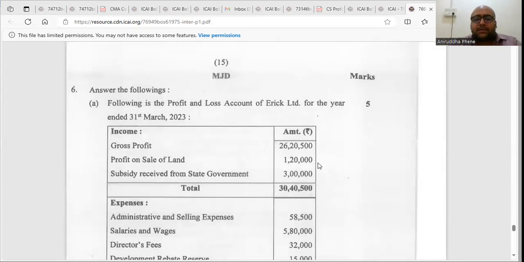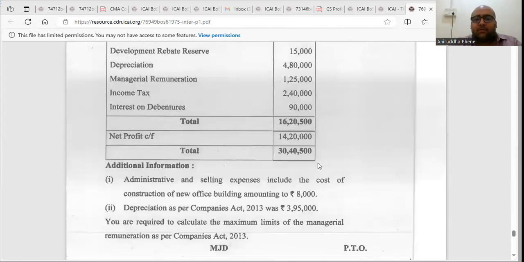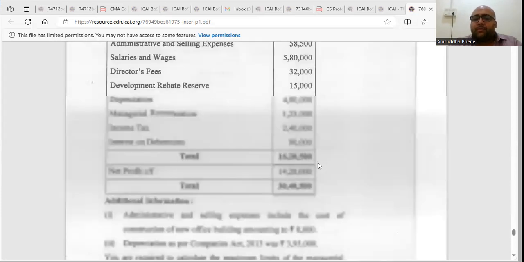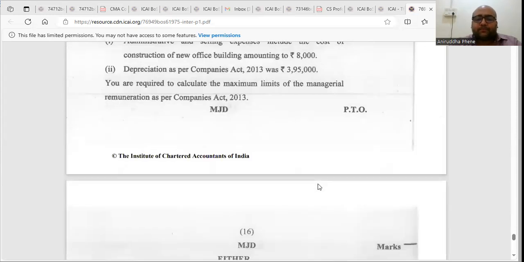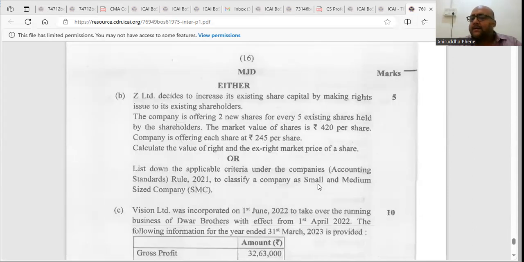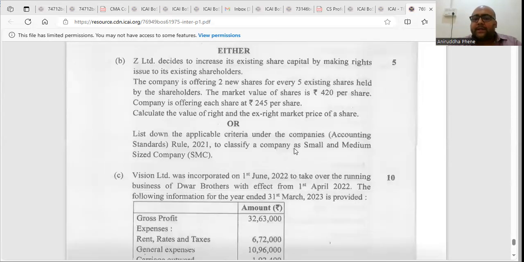Sixth question, what is this? From the P&L account. Oh, manager remuneration. Calculative sum. You have to compute the manager remuneration maximum limits. This is in the Companies Act also. Then what is this? Ex-rights market price. Again, formula. Theoretical ex-rights, you have to calculate. Theory question is also asked, but I think the B part about rights you can easily answer.